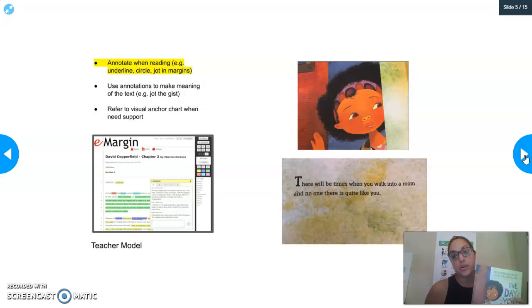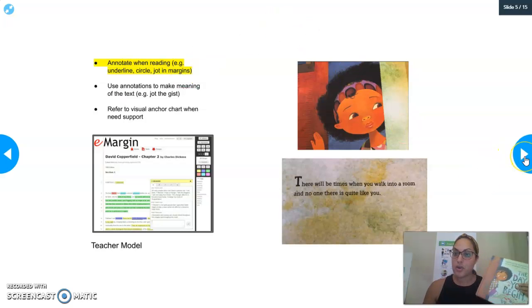I'm going to model in this video why I am annotating some of these words and what it is helping me understand while I'm reading the text. Today we're just going to focus on underlining or circling. We're not going to be typing. We're not going to be writing our gist. Today we're just going to be annotating by circling or underlining.